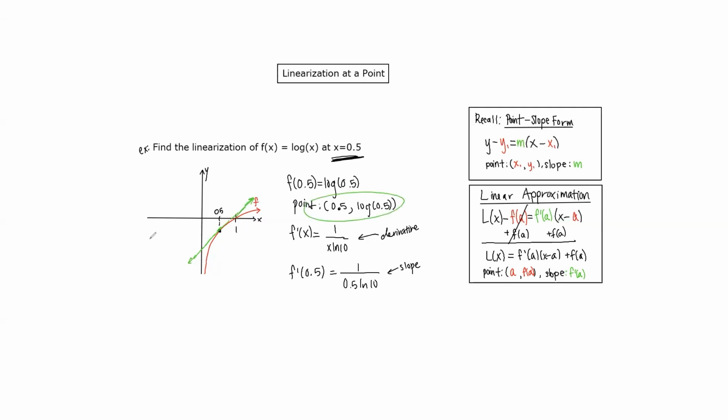I found a point on that line. So I have a point and the slope of that line. I have enough information to go and write the equation of this line in point slope form. Or, as we like to say, we want to write the linear approximation of this line. So I'm going to plug everything in now. I have L of x. L of x is equal to whatever f prime of a is equal to, which we see happens to equal this: 1 over 0.5 ln of 10 times x minus a, which is x minus 0.5 because a was our 0.5 value, plus f of a, which is what we got up here, log of 0.5. And there we have it. There's our linear approximation.